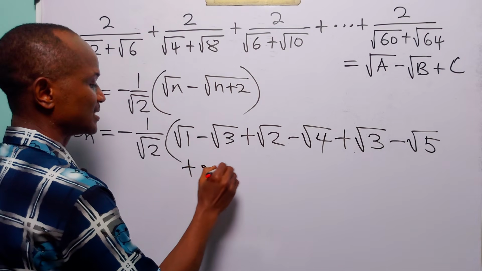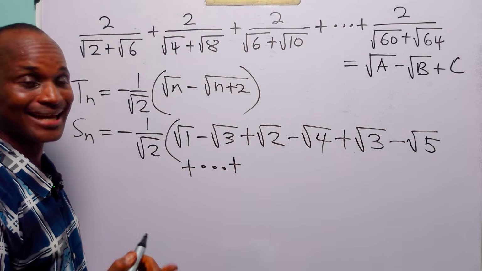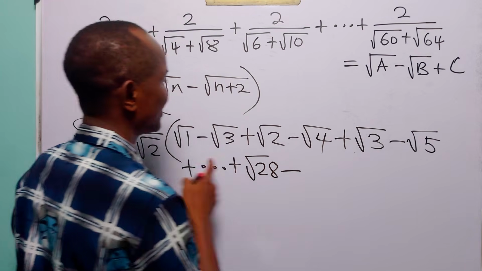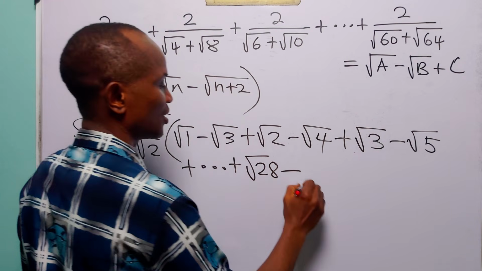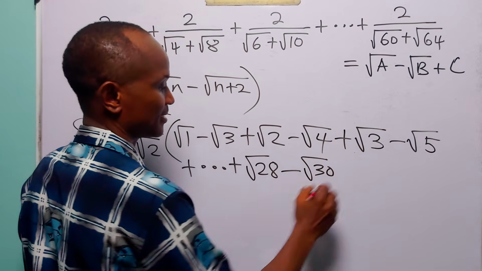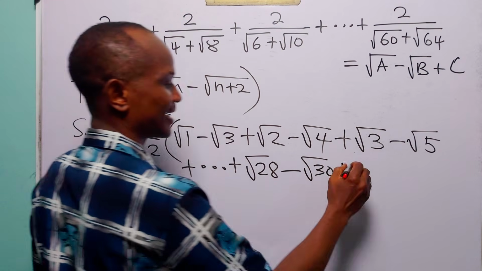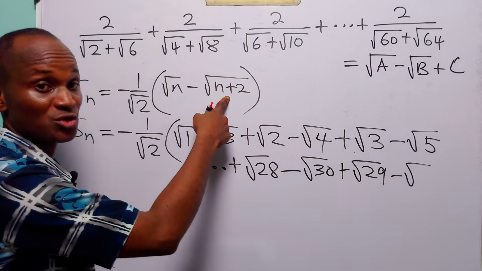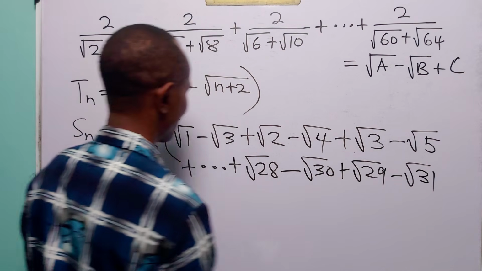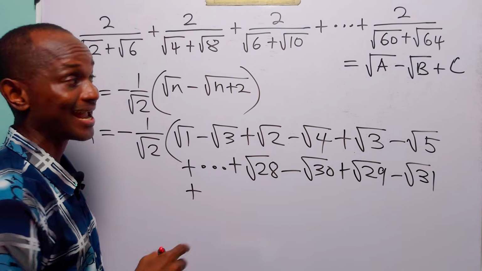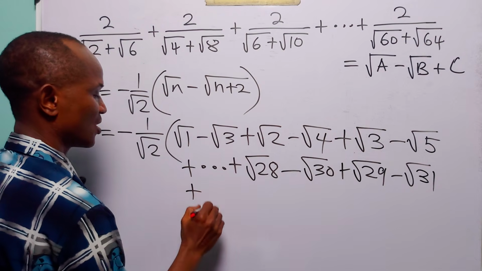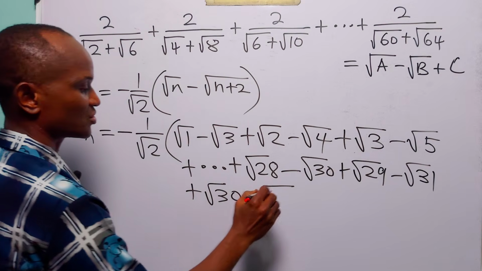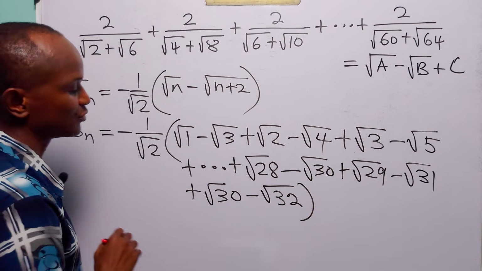Now we continue in this manner till we get to when n is equal to 28. We have root 28 minus root 28 plus 2, which is equal to root 30. When n is equal to 29, we have root 29 minus root 29 plus 2, which is equal to root 31. And when n is equal to 30, that is the final term, we have root 30 minus root 30 plus 2, which is equal to root 32.